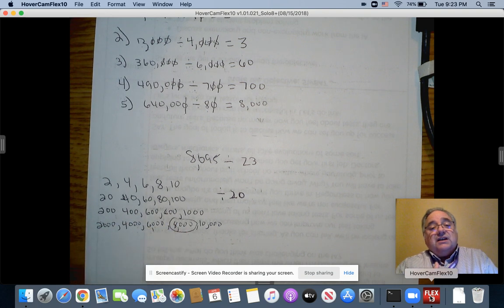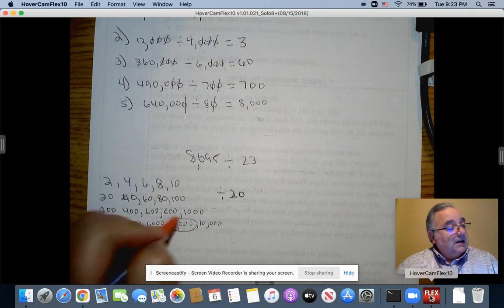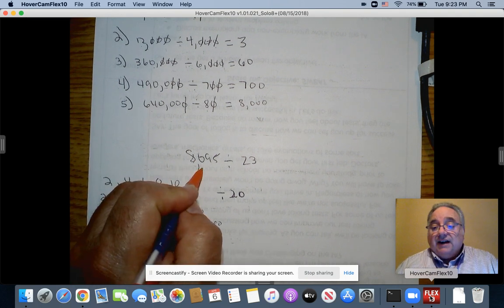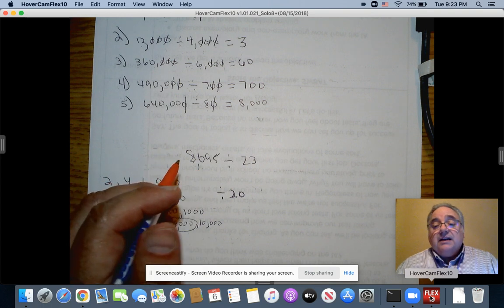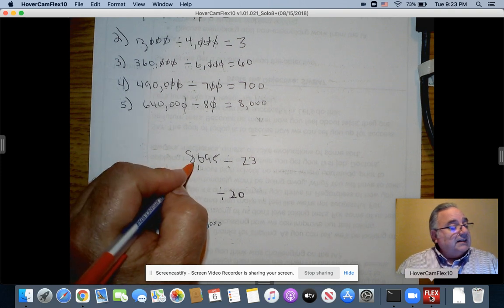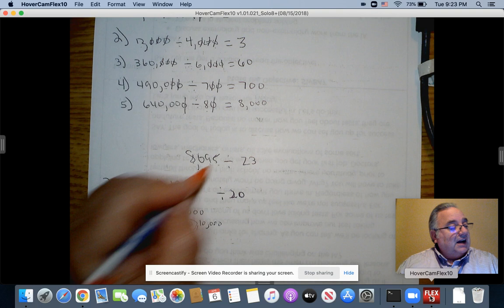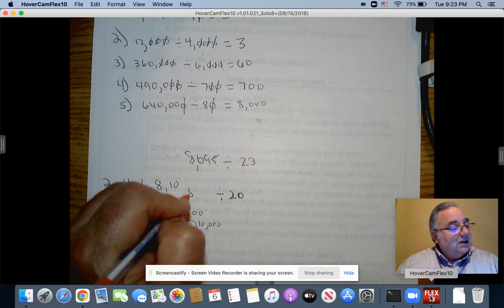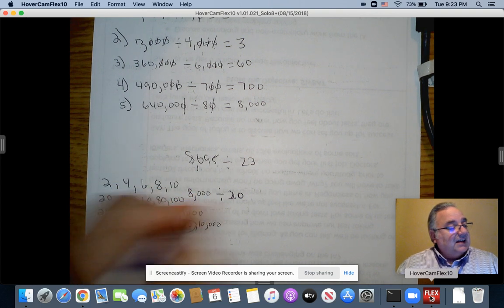Now, my practice is I always go with the closest that's smaller. The reason being that way we go smaller than the dividend, so we can divide it and we know it's going to be close. Sometimes in these problems we have to go bigger. We're lucky that this one, 8,095, is very close to 8,000. So we're going to use the dividend 8,000.